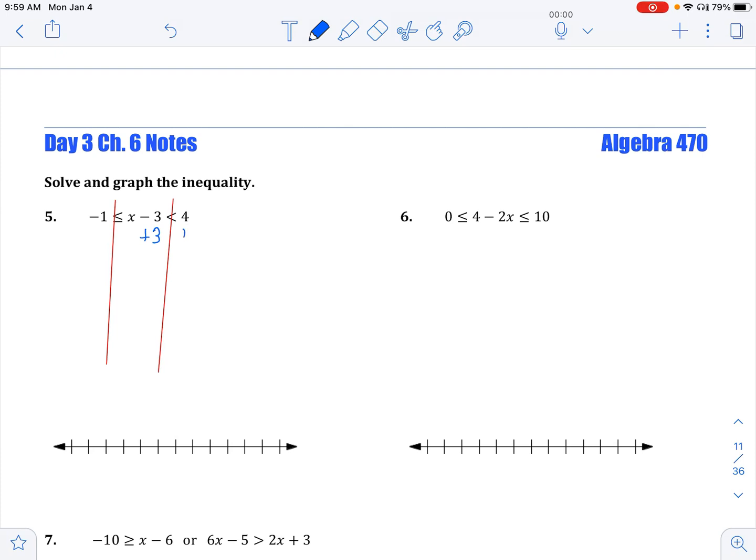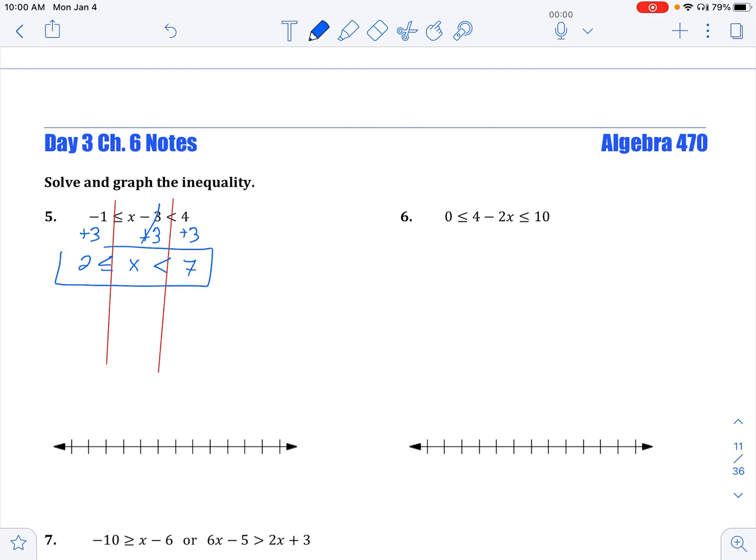So if I add 3 to the middle, I need to add it to the right. I also need to add it to the left, because what we do in an inequality is we need to keep it all balanced. Here, it's not just to the left and the right. Here, it's to the left, a middle, and a right. So as I do this, I get -1 plus 3 is 2. We get x by itself here, and 4 plus 3 is 7.